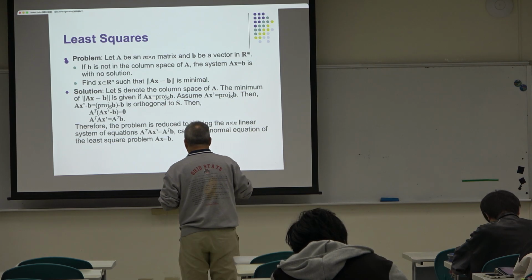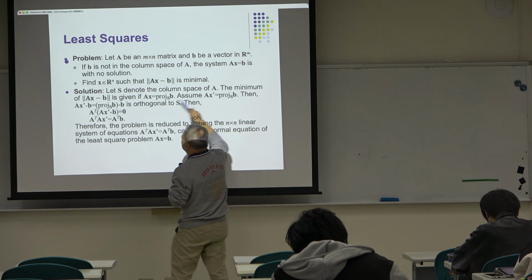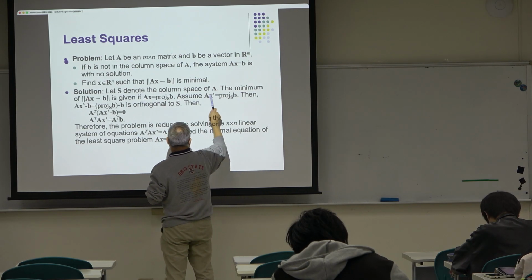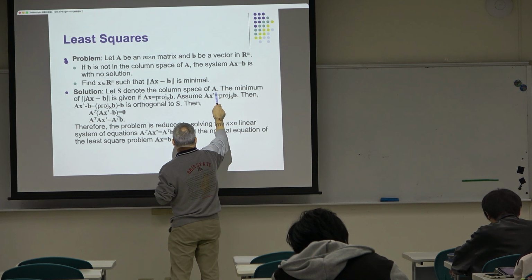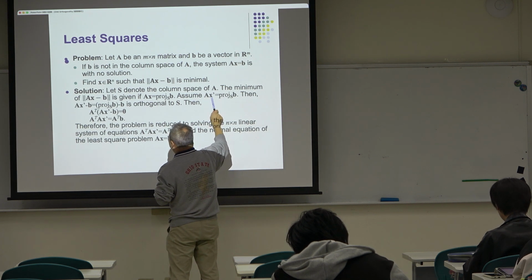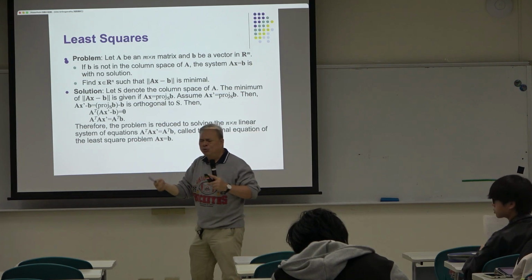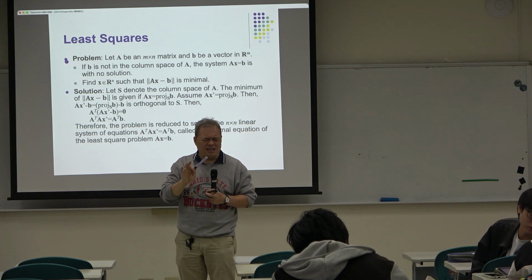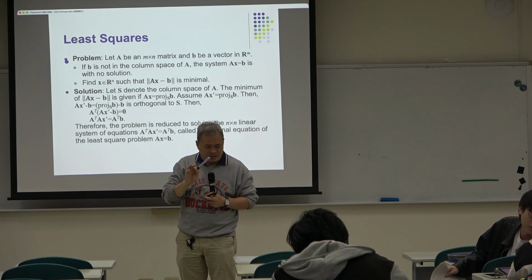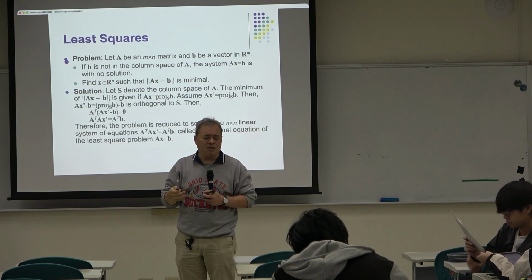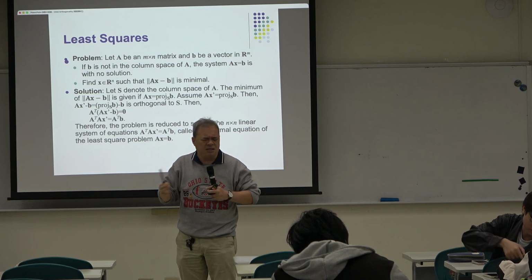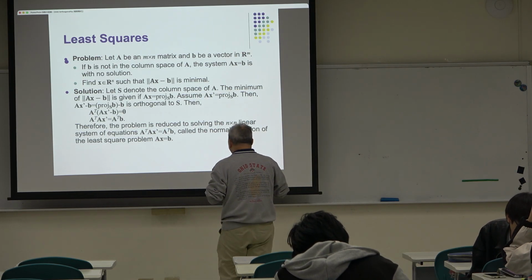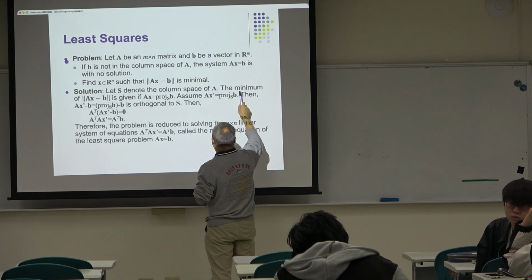So the minimum of Ax minus b is given as Ax equal to the projection of b onto S. So assume Ax prime. We don't use x here because we don't have a solution for x. You have to keep in mind this is not the exact solution. We are not really solving Ax equal to b. This is the system of linear equations, because there is no such solution out there. So Ax prime equal to the projection of b onto S.